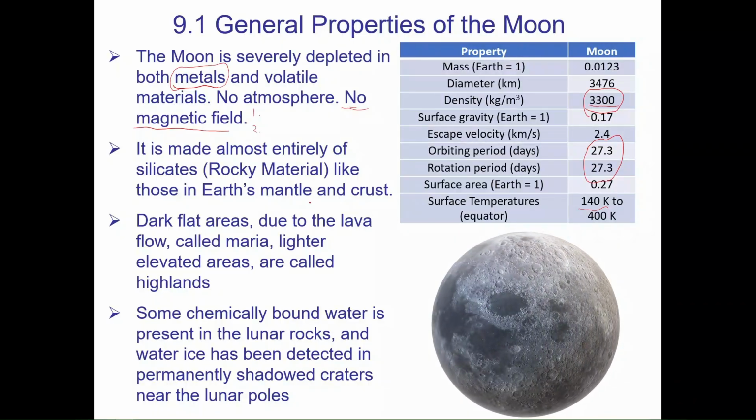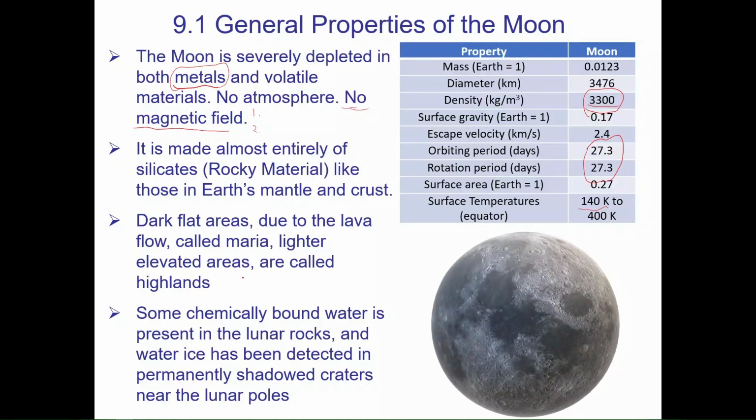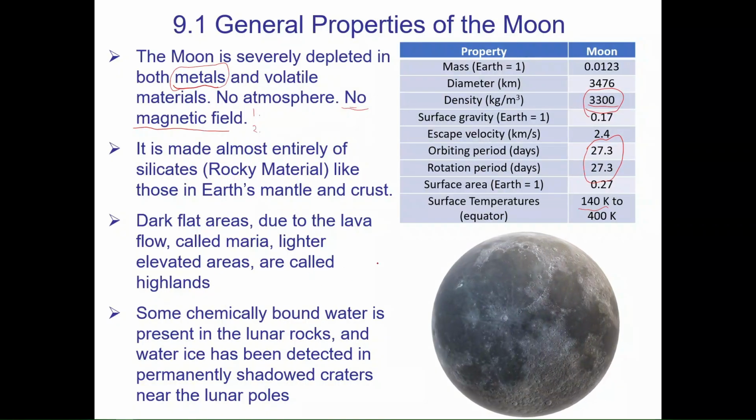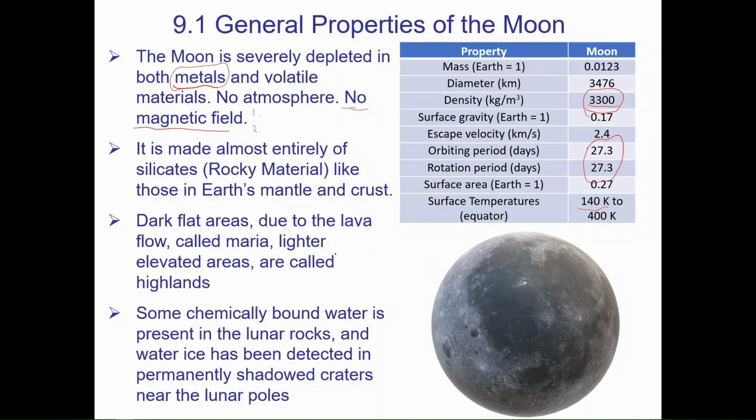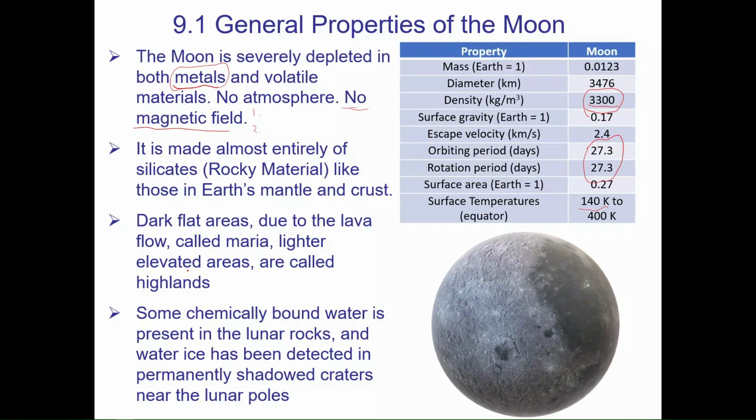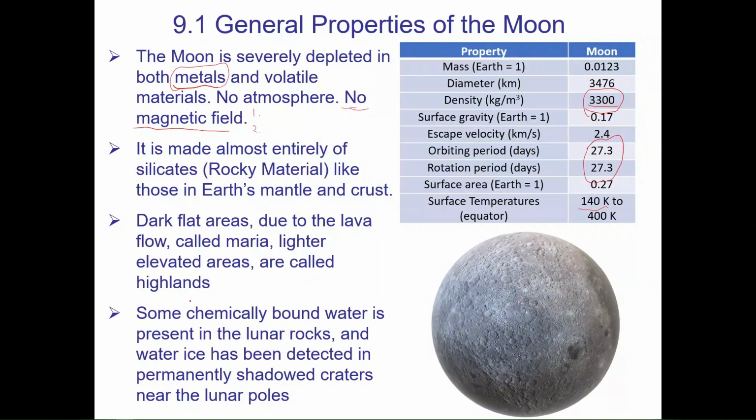The lighter area is actually elevated areas, and because they are higher, you can see there are a lot of craters on the lighter elevated area. We call them the highlands.